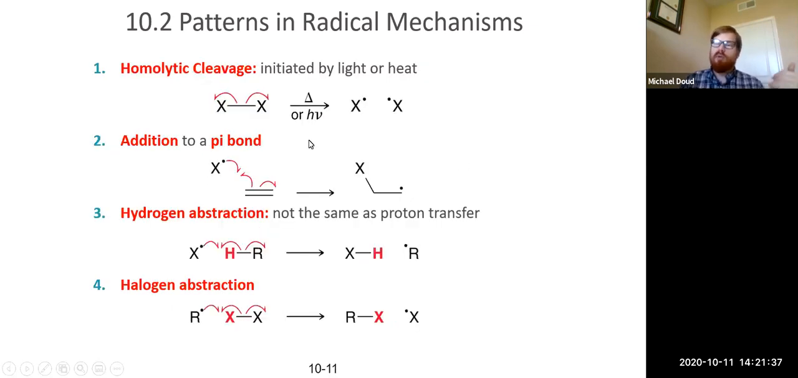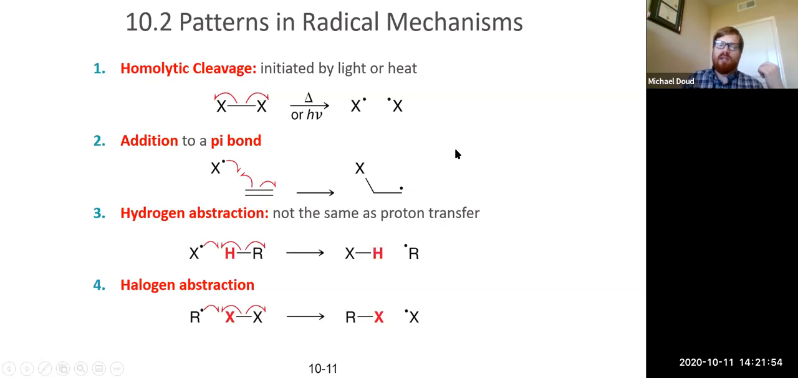So starting off with homolytic cleavage. We already talked about this, but it's basically where you have a sigma bond, one electron goes on either side and it splits the bond. And again, the electrons are distributed equally. So each X gets an electron from here.